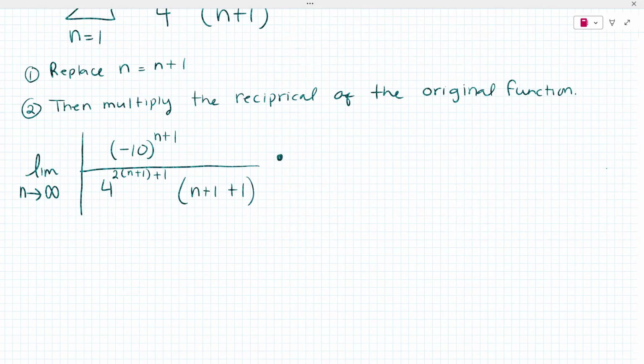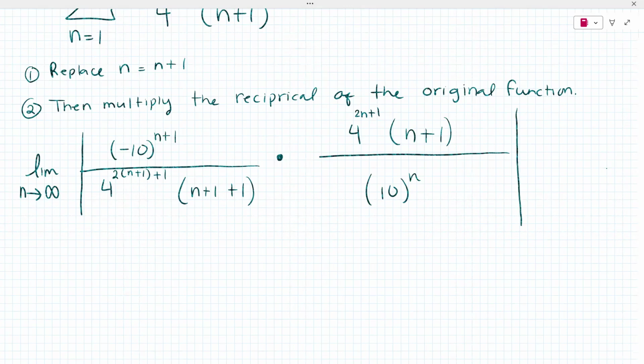And then over here, you're going to multiply by the reciprocal of your original function. Your original was negative 10 raised to the n over 4 to the 2n plus 1 times n plus 1. The reciprocal is just flipping the numerator into the denominator. So the reciprocal would be 4 raised to the 2n plus 1 times n plus 1 over negative 10 raised to the n. And then don't forget the absolute value. That's very important. Could we plug in infinity for n? Not yet. What I can do is simplify this a bit more.